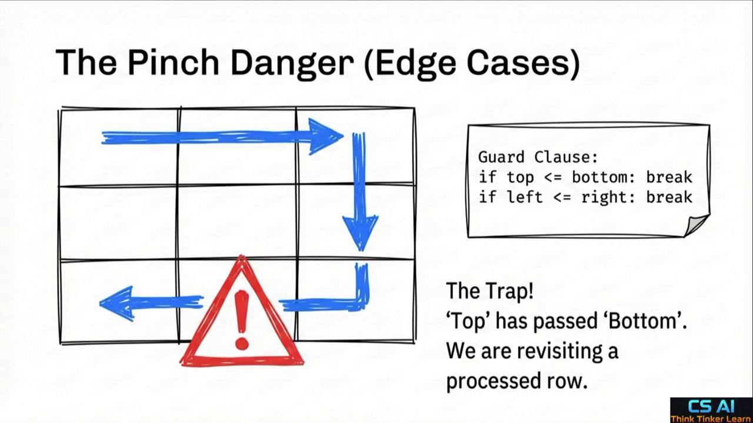This is why we use guard clauses. Between each of the four steps, you should ideally check if your boundaries have crossed. If top greater than bottom or left greater than right, you break immediately. Handling the pinch, where your walls meet and cross, is what distinguishes a robust solution from a lucky one.